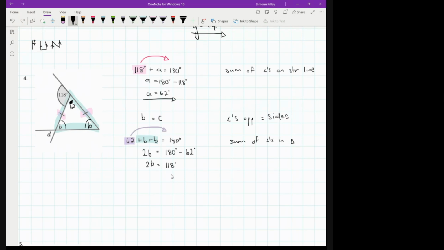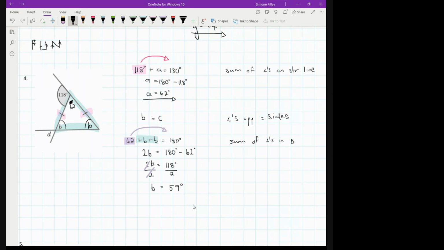Now what do we do? We divide both sides by 2 so that my multiplication and my division by 2 can cancel out on my variable side and leave me with just my variable. What is 118 divided by 2? 59, ma'am. 59.